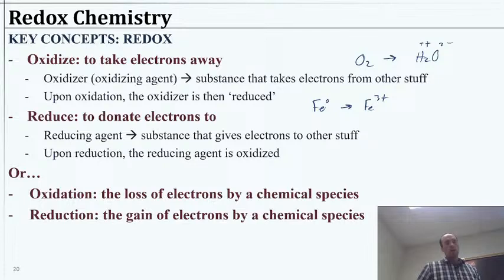So oxidation, the other way to say all this here at the bottom, oxidation is the loss of electrons by that species. So iron was oxidized because it lost electrons, and reduction would be the gain of electrons. So oxygen was reduced because it gained electrons, but it was the thing doing the oxidizing.